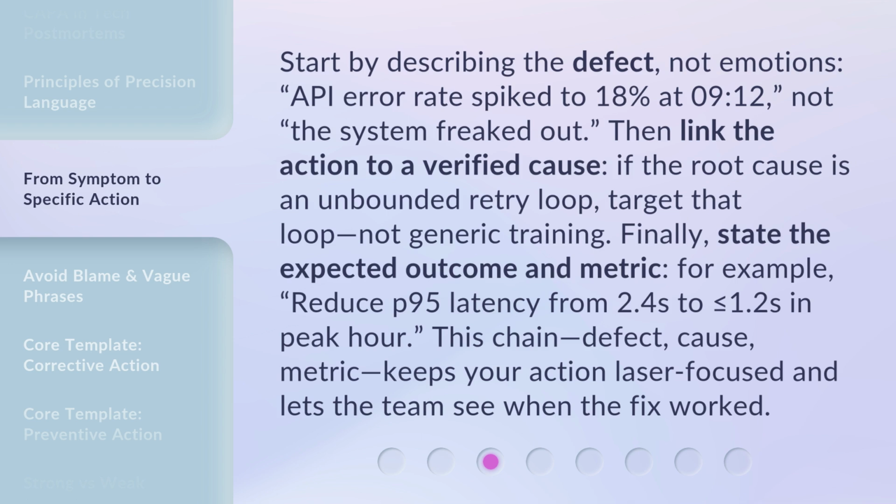Finally, state the expected outcome and metric. For example, reduce P95 latency from 2.4s to less than or equal to 1.2s in peak hour. This chain, defect, cause, metric, keeps your action laser focused and lets the team see when the fix worked.